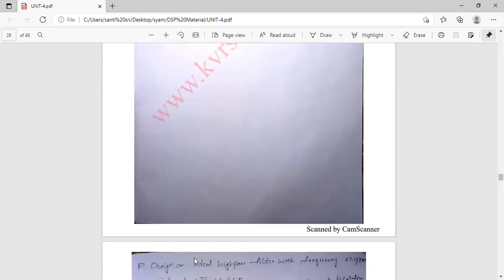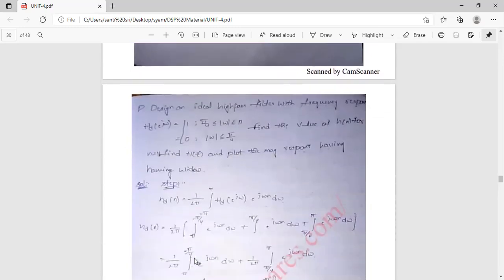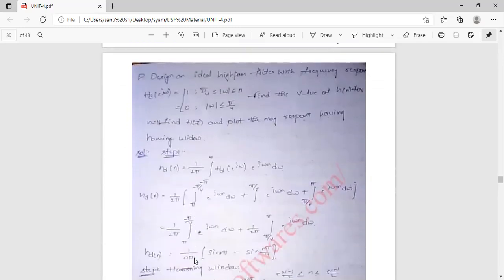Now we'll see some problems. Design an ideal high pass filter with frequency response HD of e power j omega equal to 1 for pi by 4 less than or equal to mod omega less than or equal to pi, and 0 for mod omega less than or equal to pi by 4. Find the value of h of n for N equal to 11. Find h of z and plot the magnitude response using the Hanning window.